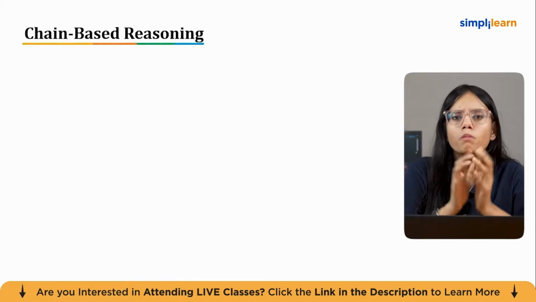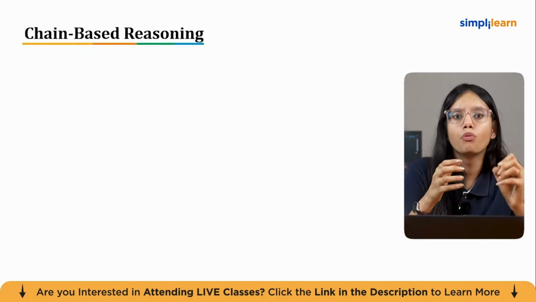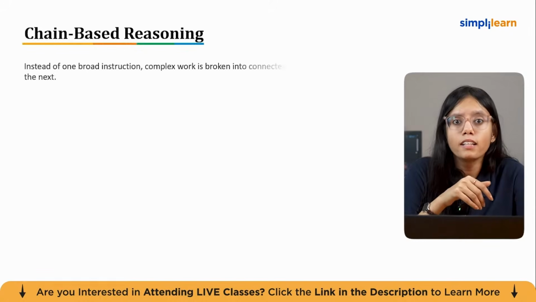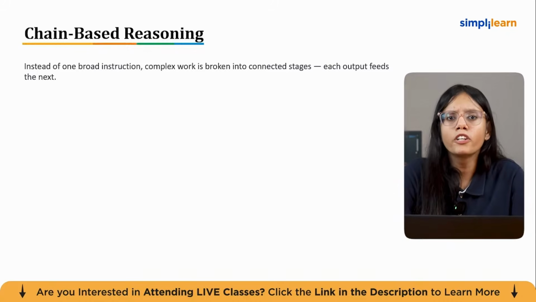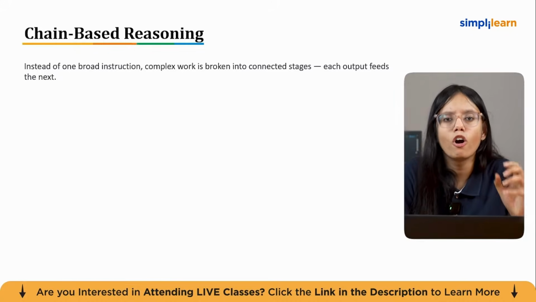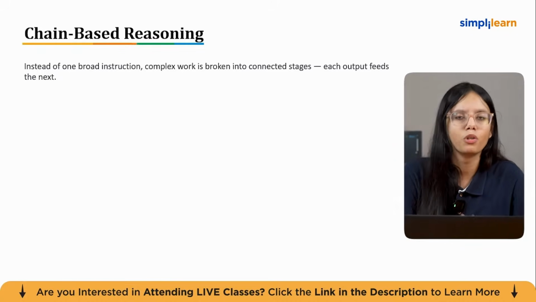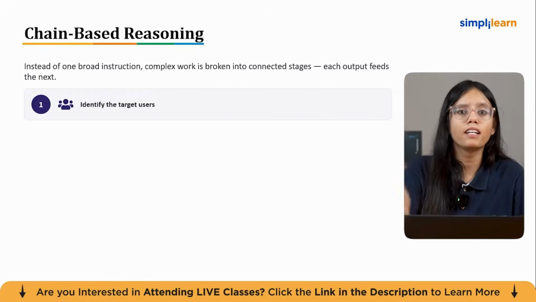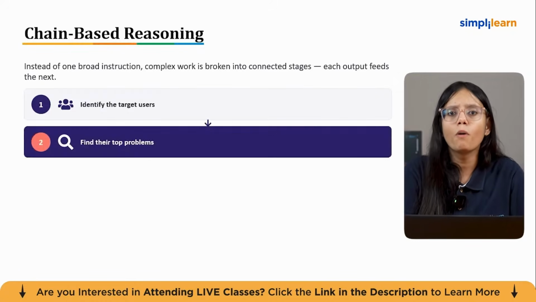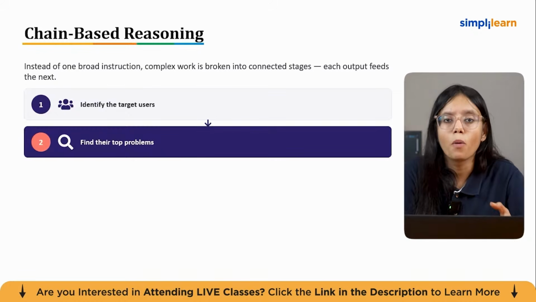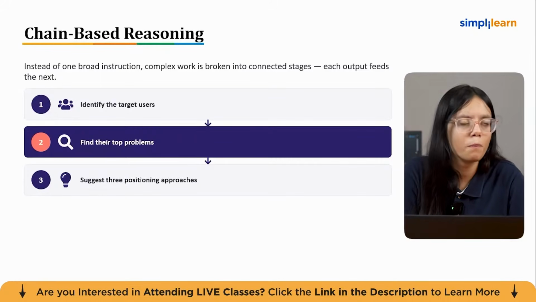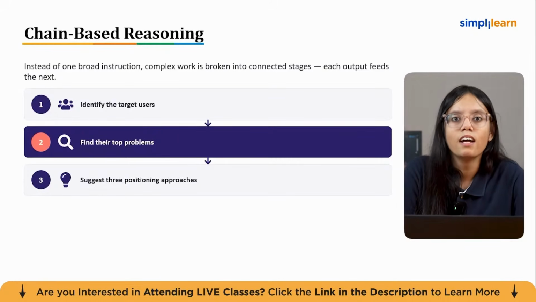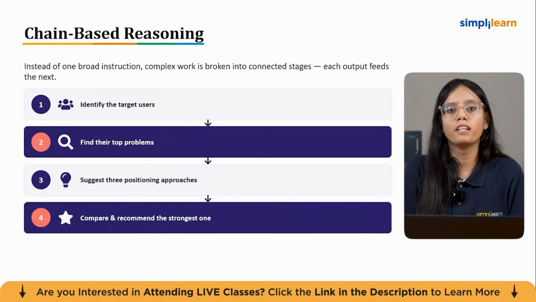See, some problems cannot be handled effectively with one broad instruction. For complicated tasks, it can be helpful to break the work into stages. Suppose you are creating a product strategy. Instead of asking, create a complete strategy for launching a product, you could break the workflow down. First, identify the target users. Then, based upon those users, identify their top problems. Then, based upon those problems, suggest 3 positioning approaches. And then, compare those approaches and recommend the best one.